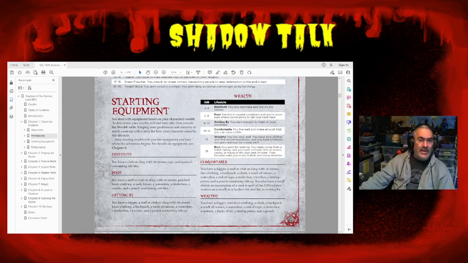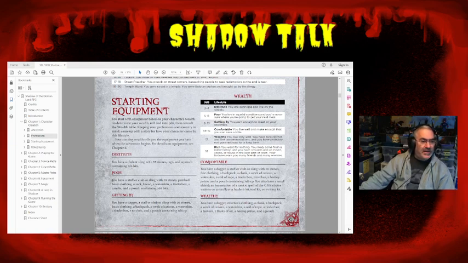So what do these all mean? Starting with destitute, destitute means you're penniless and you live on the street. So what you get with the destitute lifestyle is that you have a club or sling with 20 stones, rags for clothes, and a pouch containing 1d6 bits. So that's pretty low on the social scale. Now, what are bits? We'll talk about that when we get into the equipment section of the rules.